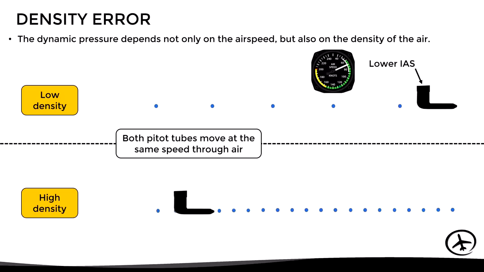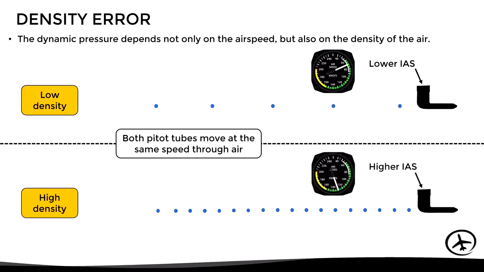On the other hand, the tube at the bottom moving in denser air captures a larger amount of air particles, which means that it experiences a higher dynamic pressure, and therefore the airspeed indicator will show a higher indicated airspeed. So, we can see that, although both tubes are moving at the same speed through the air, the simple fact of moving in different densities results in different indicated airspeeds. That's why the airspeed reading needs to be corrected by density error, which gives as a result the true airspeed.